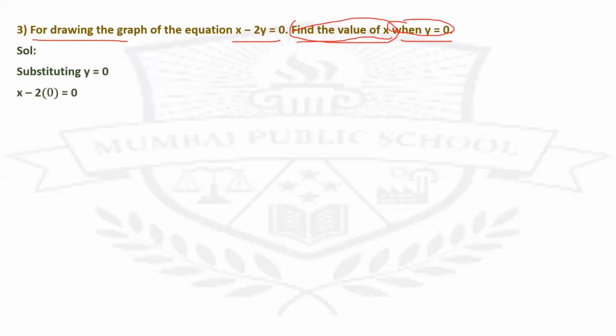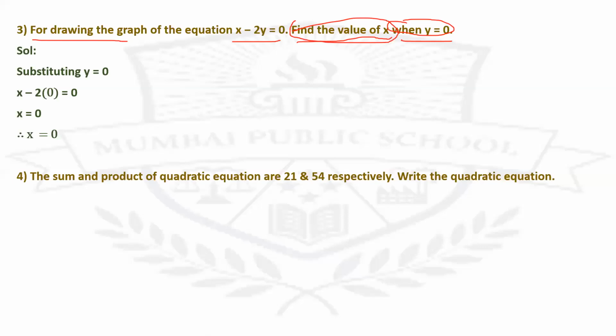So once you substitute y equals 0, understand what you're going to get? x minus 2 into 0 equals 0. So 2 into 0, you know it's 0. So the value of x is 0. Understand? Therefore, the value of x is equal to 0.